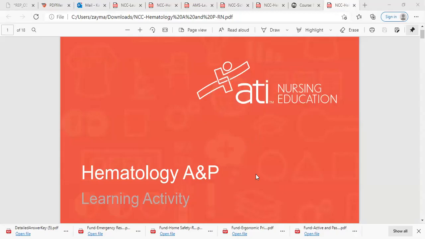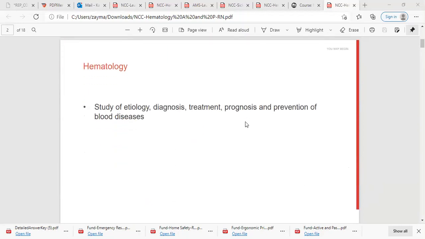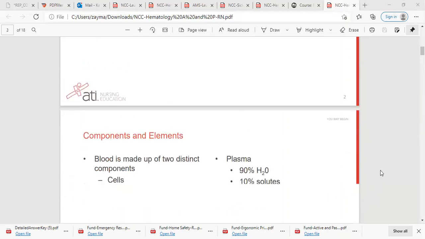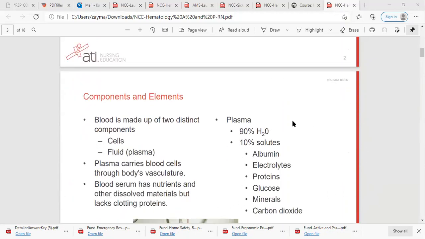The first one is entitled NCC for Nursing Care of Children, Hematology A and P, and obviously it's just a quick review of the anatomy and physiology of your blood, basically. So hematology, I don't need to read this to you. It is the study of blood diseases.